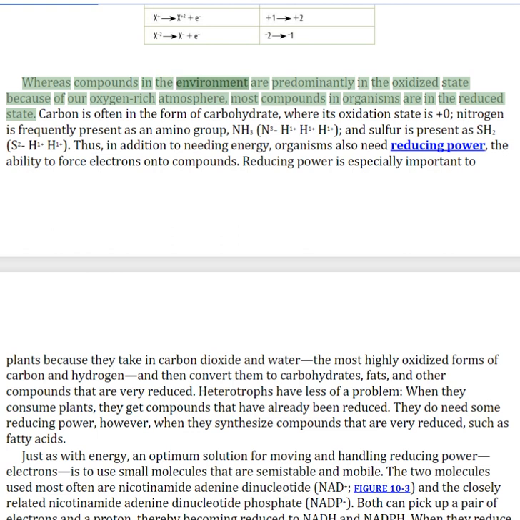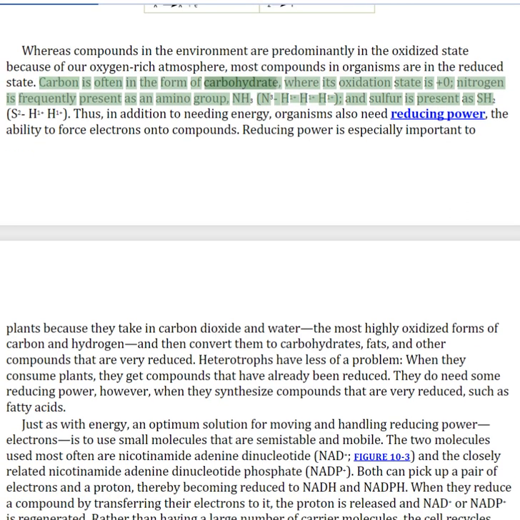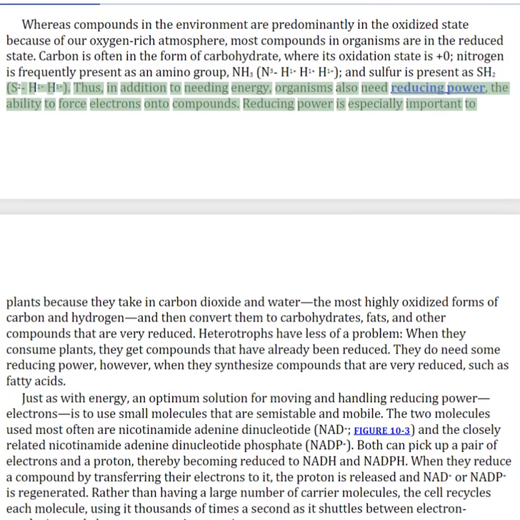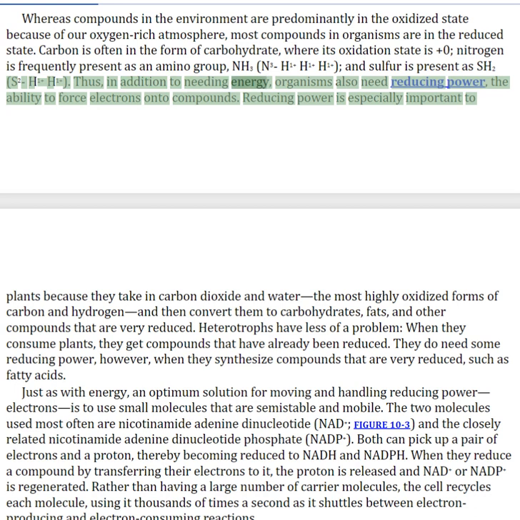Whereas compounds in the environment are predominantly in the oxidized state because of our oxygen-rich atmosphere, most compounds in organisms are in the reduced state. Carbon is often in the form of carbohydrate, where its oxidation state is 0, nitrogen is frequently present as an amino group, NH2, and sulfur is present as SH. Thus, in addition to needing energy, organisms also need reducing power, the ability to force electrons onto compounds.